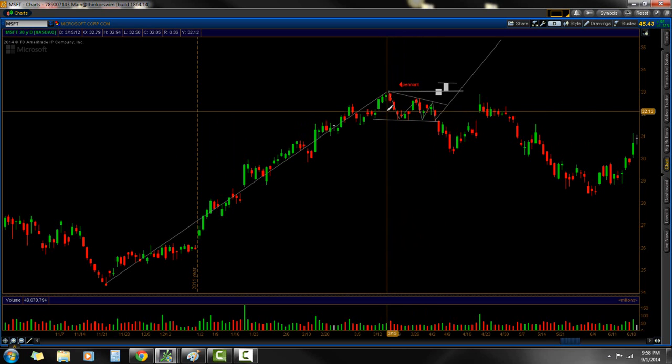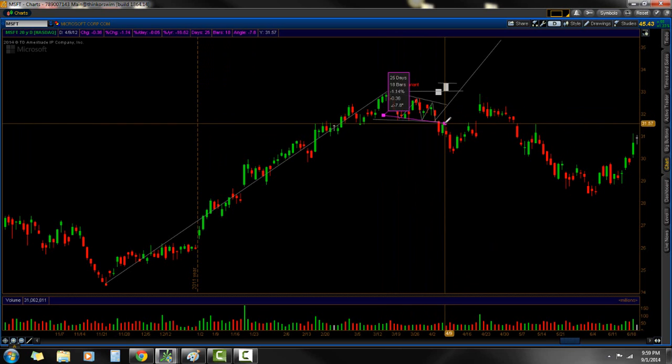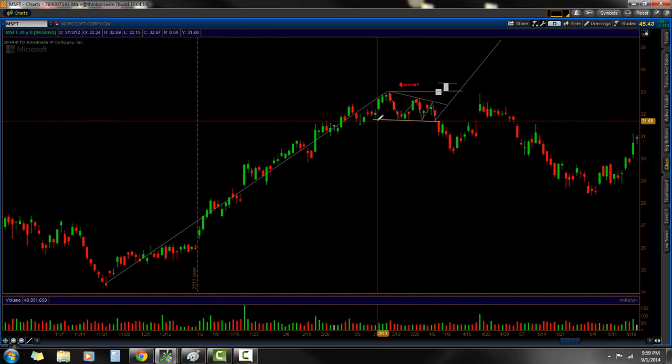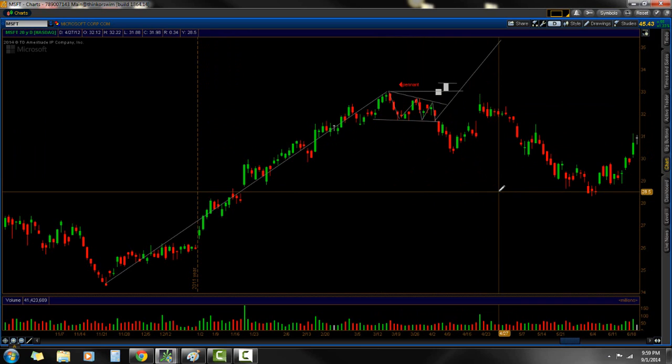Not really descending, because the bottom line doesn't really, yeah, I guess they're just sort of descending. More like symmetrical triangles, just little symmetrical triangles. And then, of course, you still want to have that fluctuating price between the two trend lines.